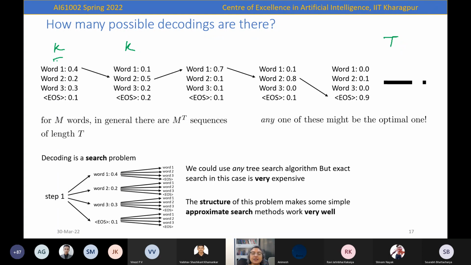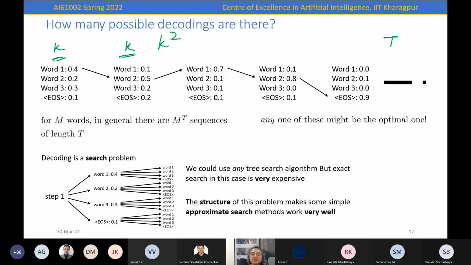So how many total sequences are there of length 2? There are k words here and k words here. So there are k square sequences of length 2. Out of these k square sequences of length 2, we are going to choose the top k. So we have a beam size of k.